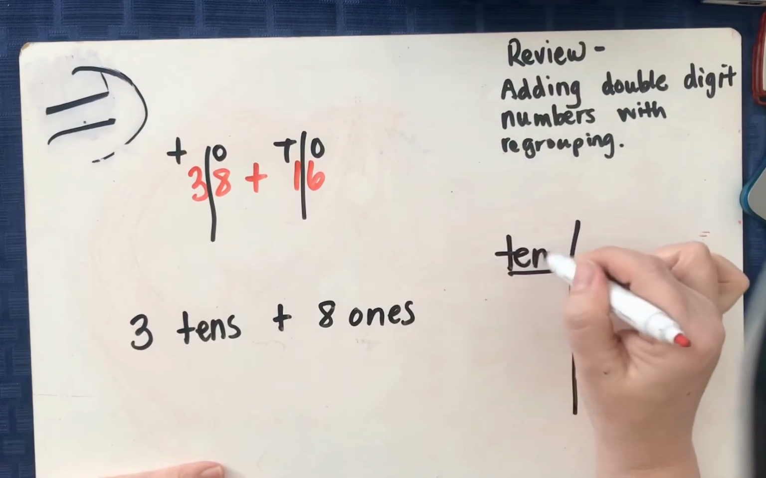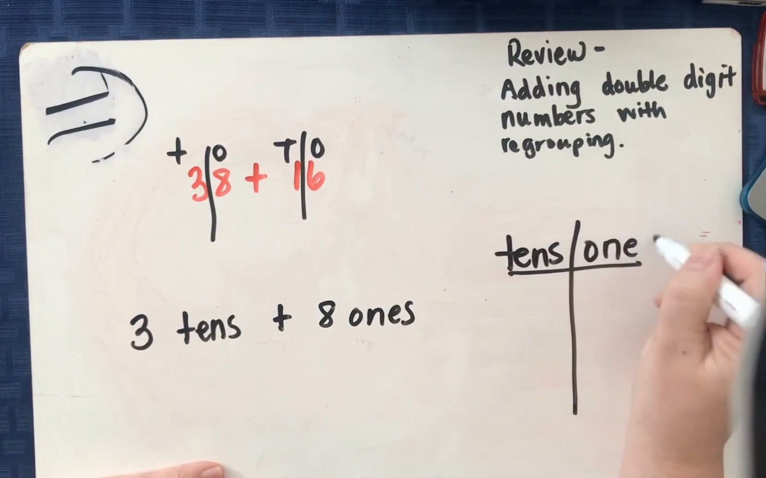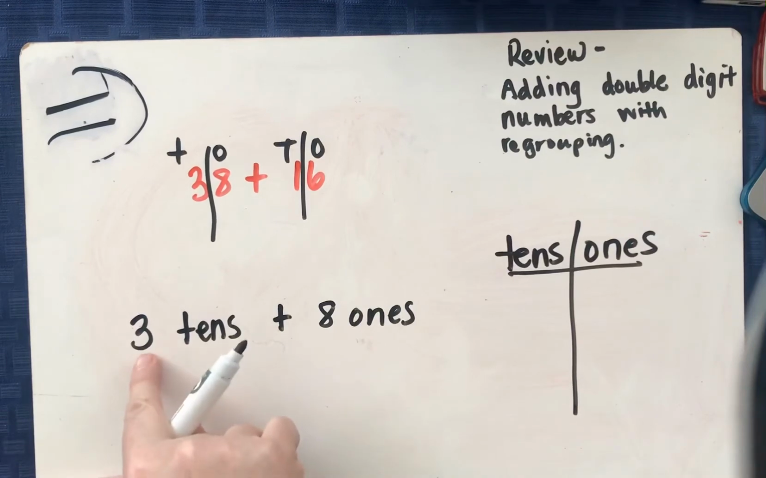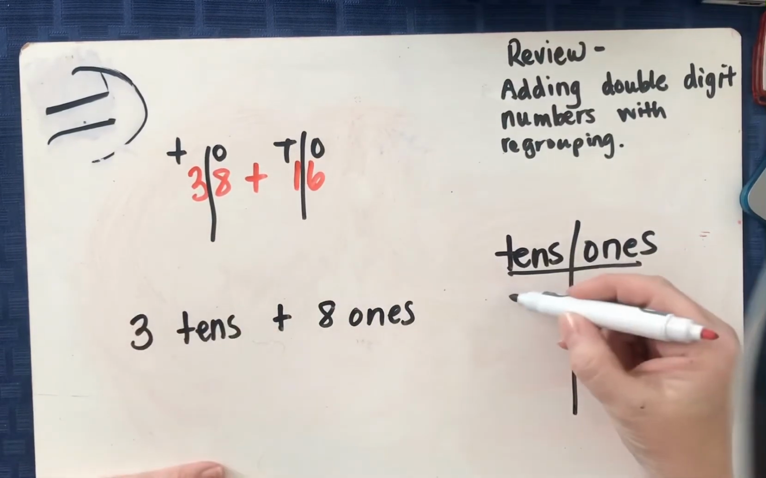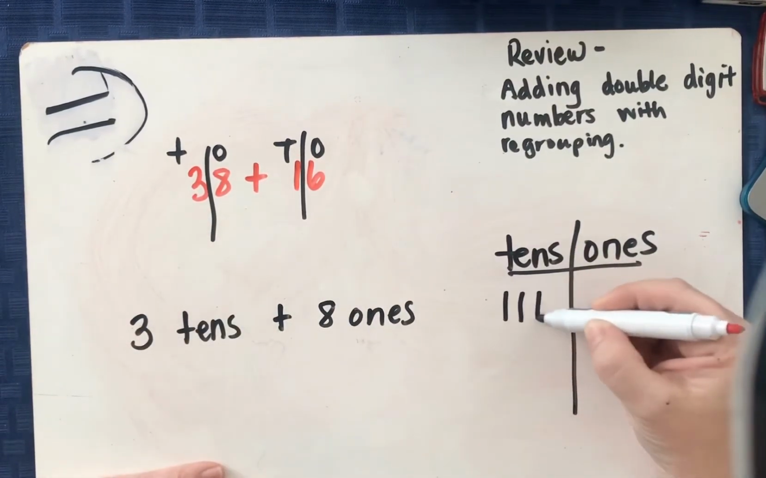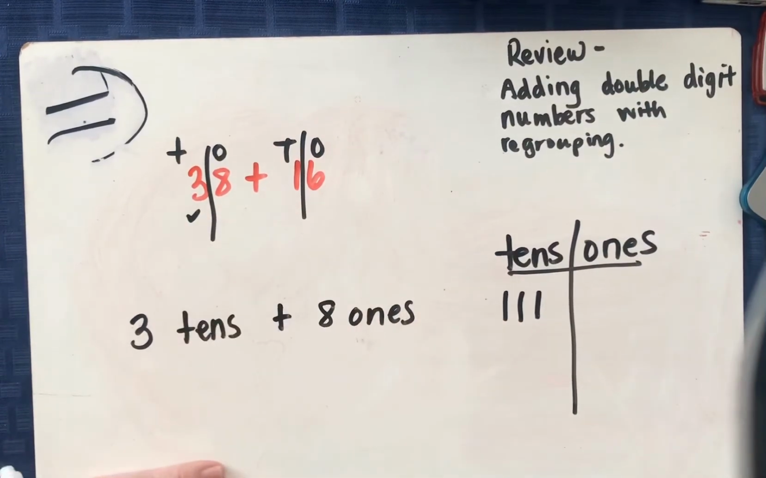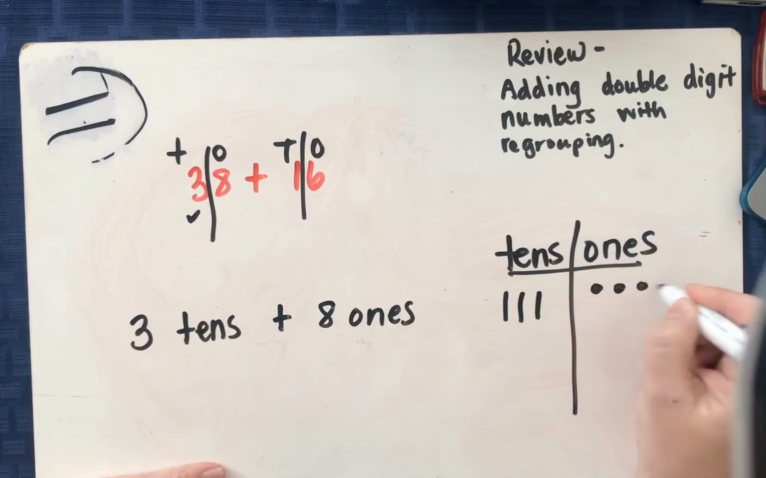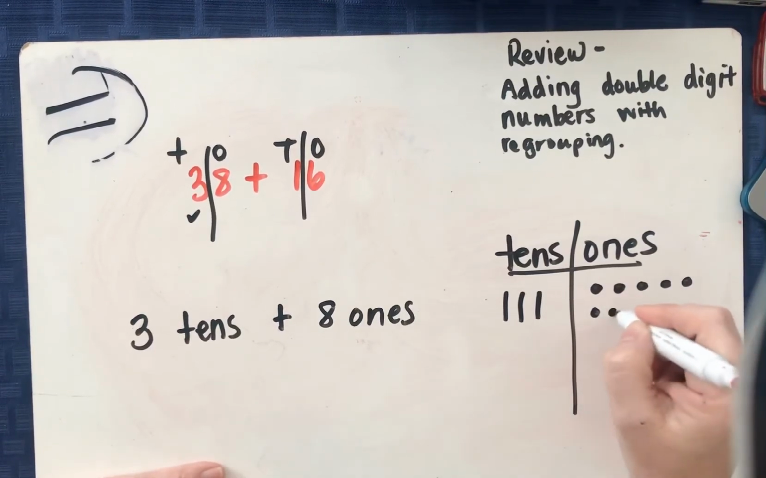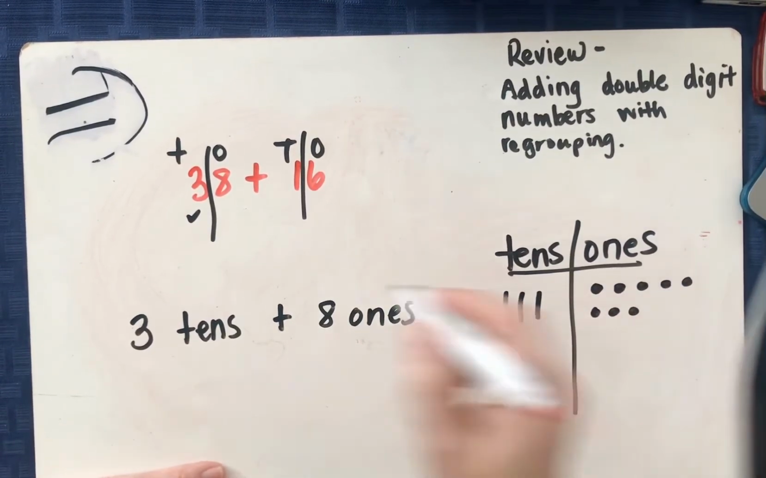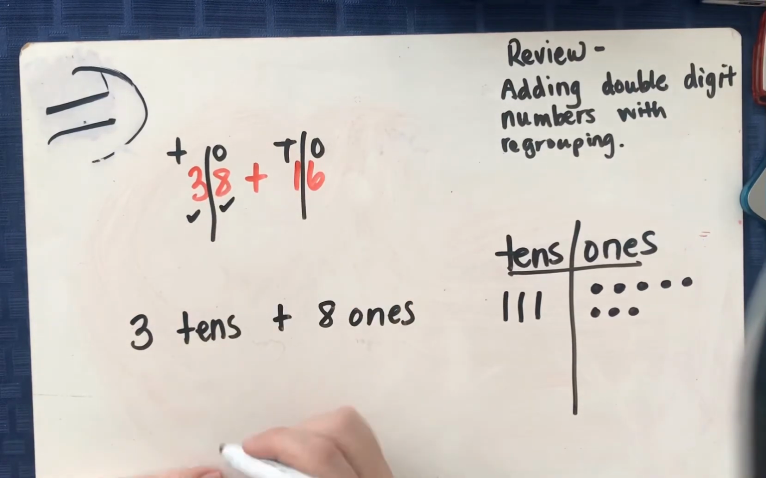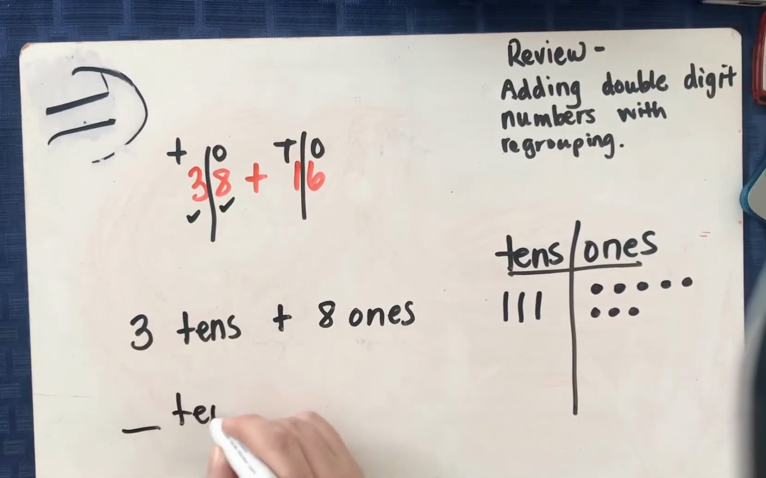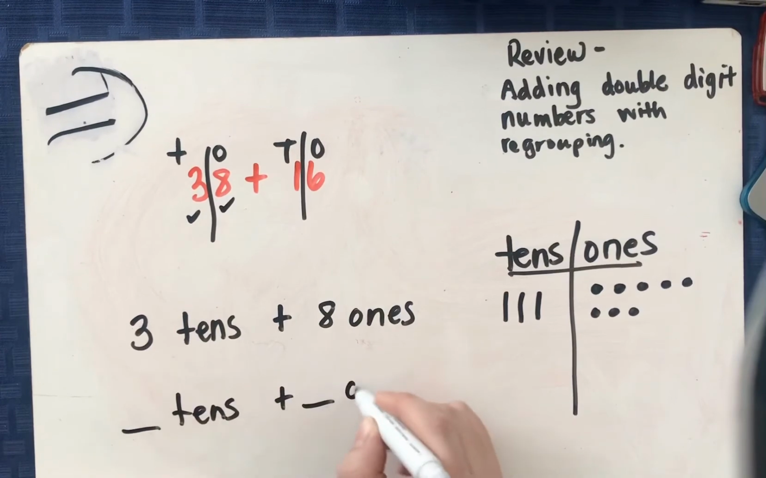Tens and ones. I have 3 groups of 10, so I'm going to draw 3 tens, 1 ten, 2 tens, 3 tens. I'm going to check off that evidence. I have 8 ones, 1, 2, 3, 4, 5, new line, 6, 7, 8 ones. Check that off. I'm going to write blank tens plus blank ones.